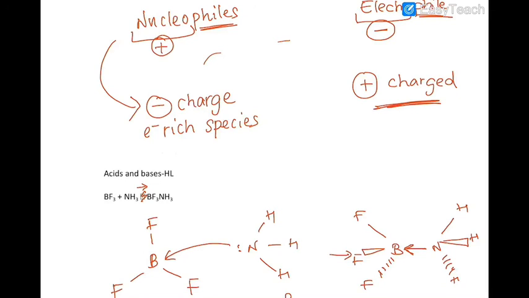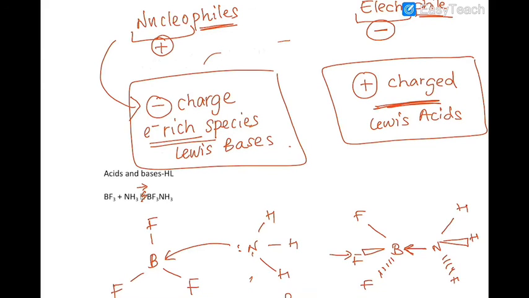Lewis bases will be acting as nucleophiles because they are electron-rich species and they are going to be donating these electrons. They have lots of electrons, therefore Lewis bases act as nucleophiles. While positively charged particles are electrophiles, so Lewis acids will be electrophiles. With this, we end this part for today's lesson.